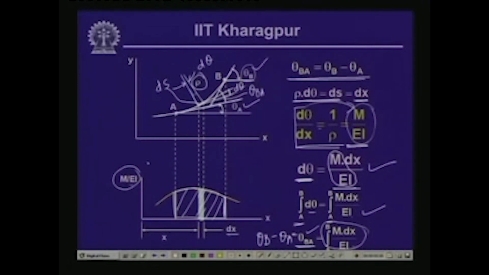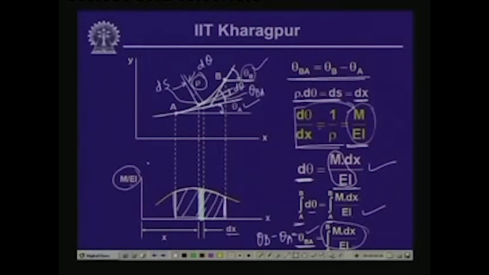So, you see this particular theorem demonstrates that if we know or we can physically plot the elastic curve of a beam, and if we are interested to find out the difference in slope between 2 points on the elastic curve, then simply if we can compute the area of the M by EI diagram between those 2 points, that will give us the value of change in slope between those 2 points.